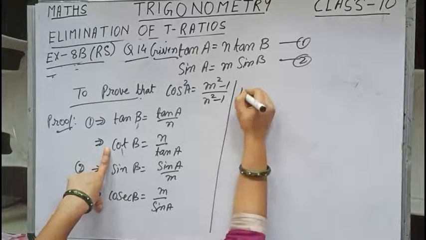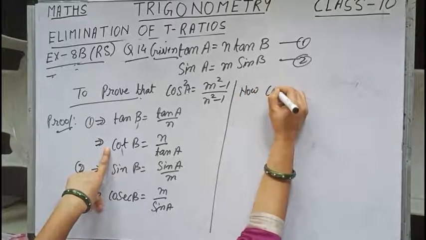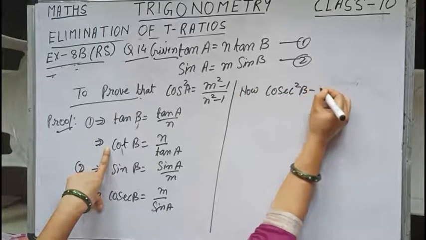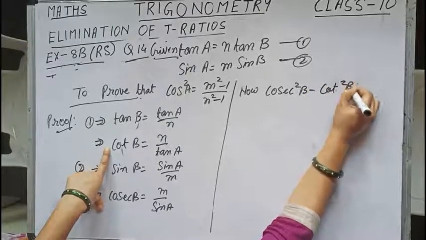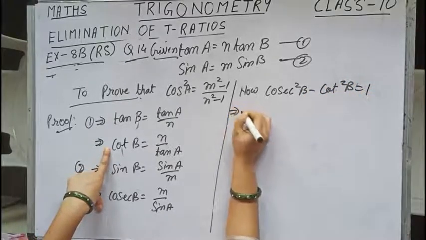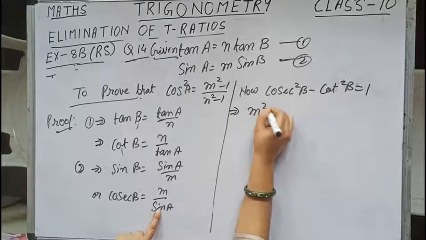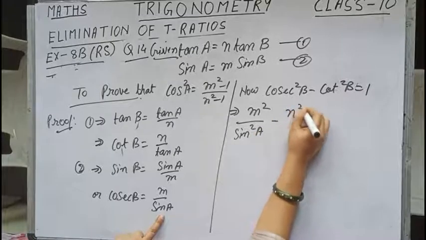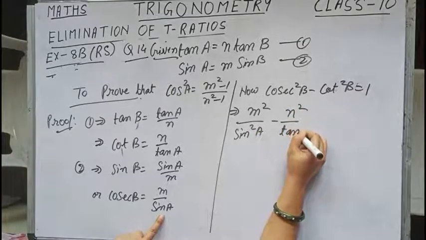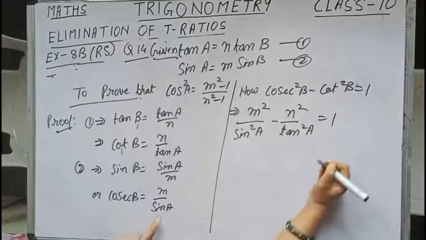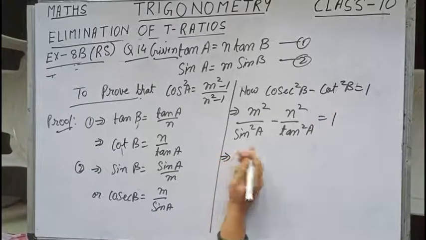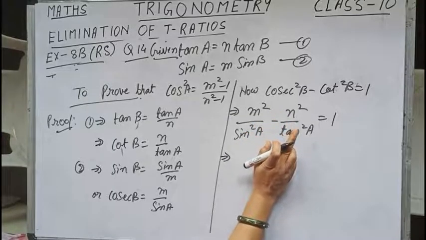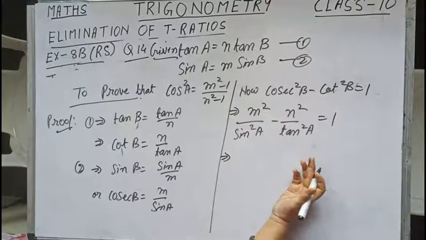So now cosec square B minus cot square B equals 1. This implies m square by sin square A minus n square by tan square A equals 1. Now, because angle B we have eliminated, now simply let us solve it and we will be getting the value.